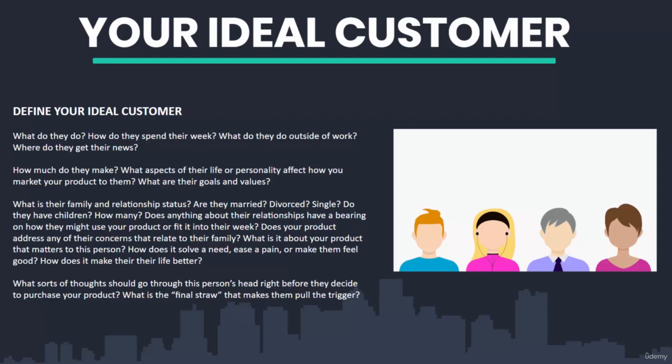So the kind of questions, as I mentioned, that we really want to find out is, what do they do? Where do they read their news from? How much money do they make? What aspects of their life or personality affect how you market your product to them? What are their biggest goals or biggest values? What is their family and relationship status? Are they married, divorced, single? Do they have children? If they have children, how many? Does anything about their relationship have a bearing on how they might use your product or fit within their particular work week?